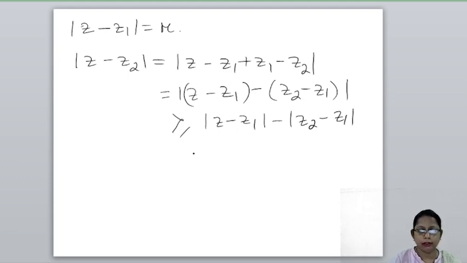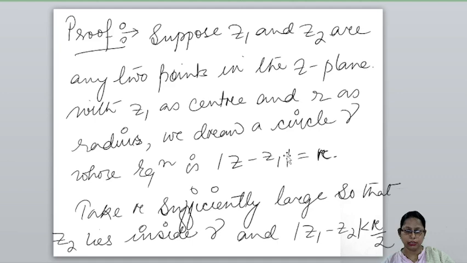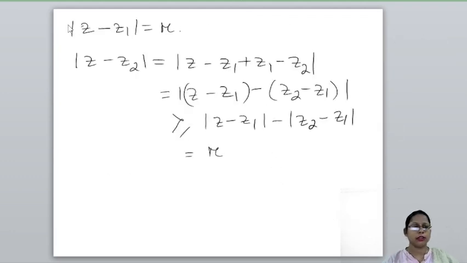This is my r. This is equal to r, and this portion is less than r. As this portion is less than r, if I subtract this less-than-r portion, initially I have assumed this is less than r, so this difference must be greater than r by 2.